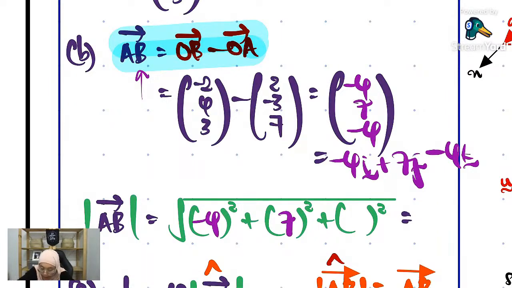And then 7 there, and then negative 4 inside of this formula. You will get a 9. Okay, its magnitude of this direction AB is just 9 units.